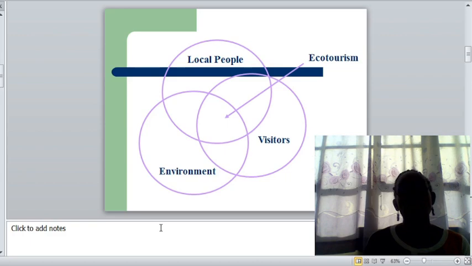And then again, we look at the environment, because this is now our surrounding. And this is where the tourists come into. When they come to these natural setups, what are they supposed to do? How are they supposed to leave their footprints behind?